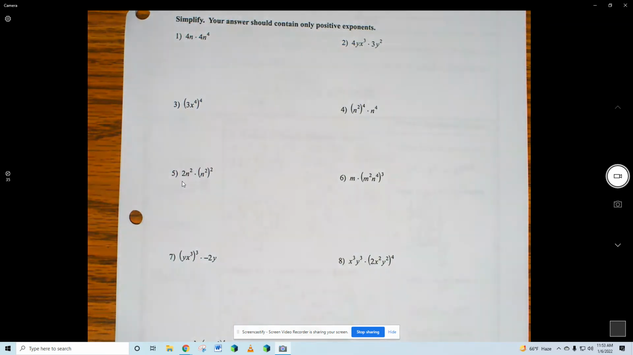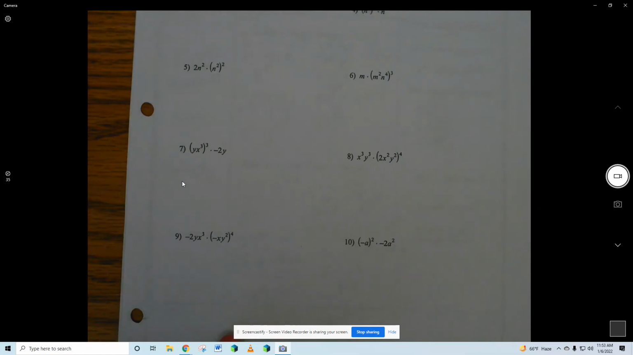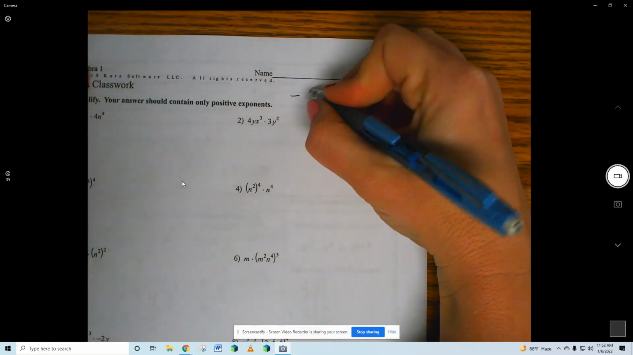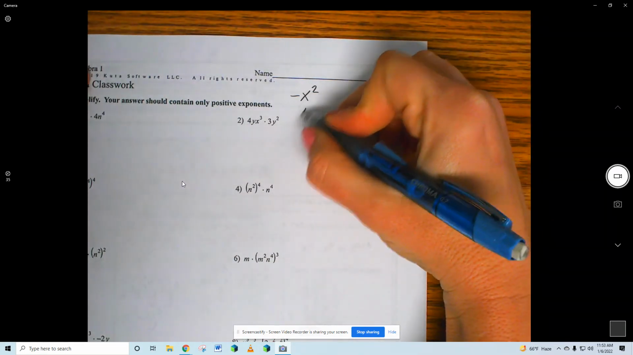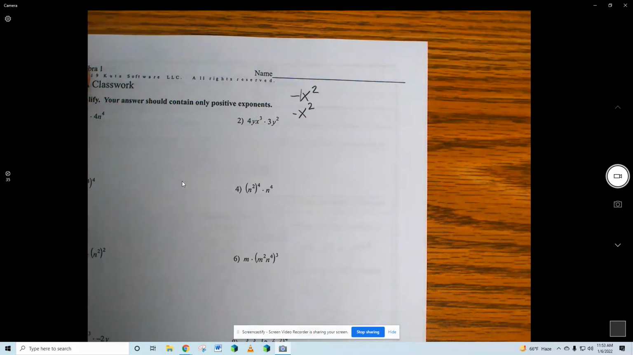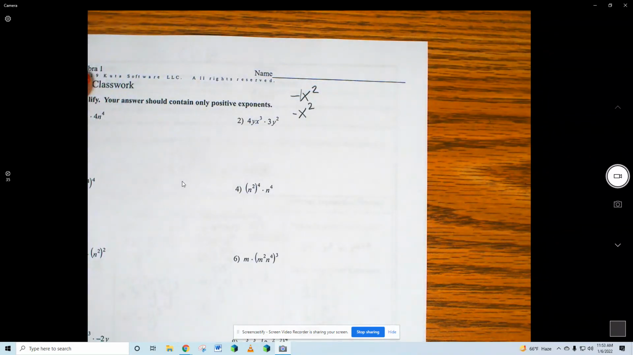I will do 2. Somebody tell me what 2 you want me to do. The hardest one. 9. For sure 9. Oh, I have something for you to write on your paper. It's on the board, but negative x squared is going to have an answer of negative x squared. It's like it has an imaginary 1 in front of it. Negative x squared, the negative stays with it.